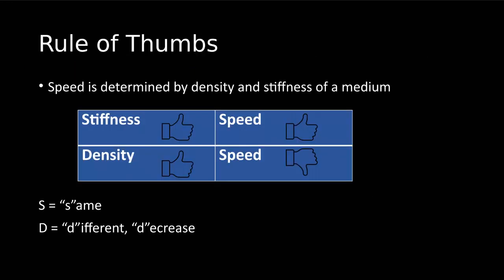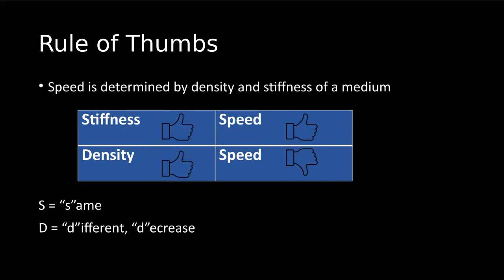So a little rule of thumb. The rule of thumb is what your textbook is going to tell you to do to remember the effect of stiffness and density on speed. Basically, speed is going to be determined by the density and stiffness of a particular medium. If you have your stiffness and your speed and both of your thumbs are upward, right, because they are directly related. Stiffness increases, speed increases, they are the same. So all of your S's are going to have the same effect.